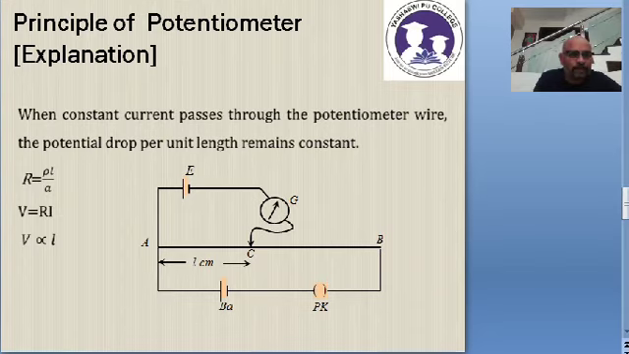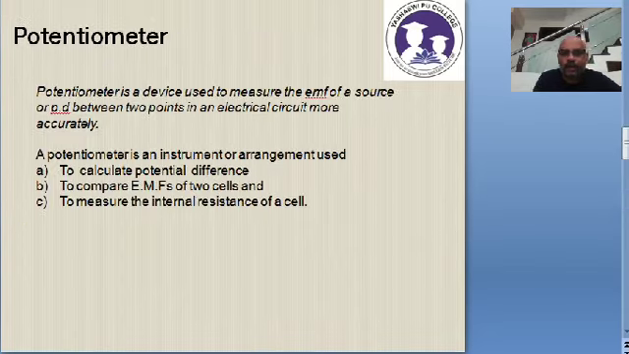So, potentiometer. Potentiometer is actually an ideal voltmeter used to measure the EMF of a source or the potential difference between any two points. Potentiometer is also used to compare the EMFs of two cells. It is also used to measure the internal resistance of a cell. So what is a potentiometer? It is an ideal device used to measure the EMF of a source, the potential difference between any two points, and the internal resistance of a cell.